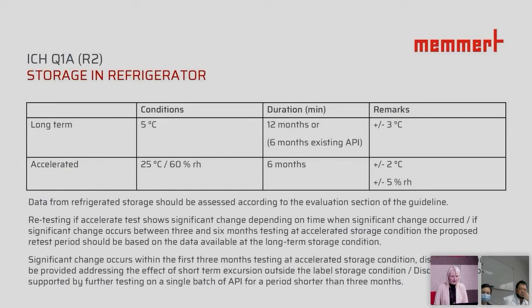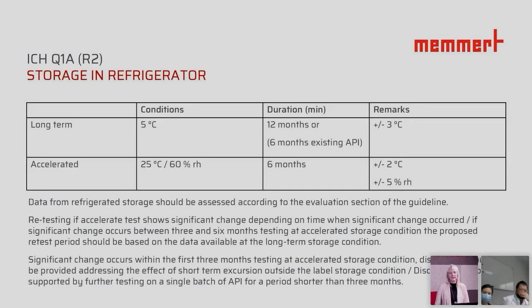±5% RH. This storage in refrigerator could be for products which are intended for refrigerated storage, and that could be, for example, vaccines, which might be stored under refrigerated conditions, like, for example, DNA oligonucleotides. That is an example of a product which is stored in refrigerator, for which you have to do the long-term testing at 5 degrees.